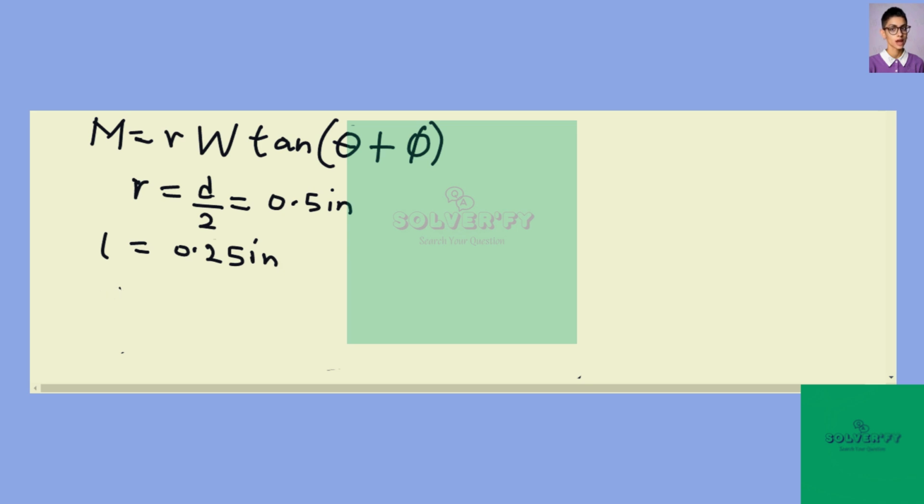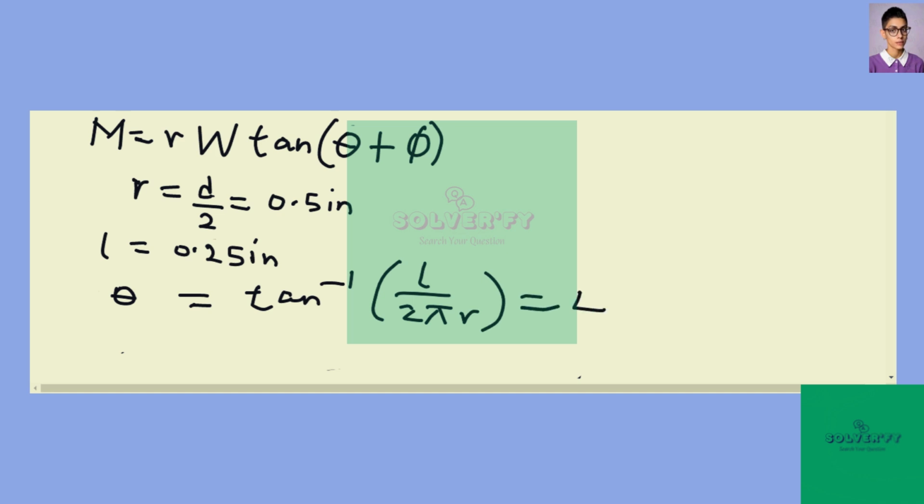For the lead angle, it's going to be the arctan of L over 2 pi r. So plugging in those values, you will arrive at 4.6 degrees.